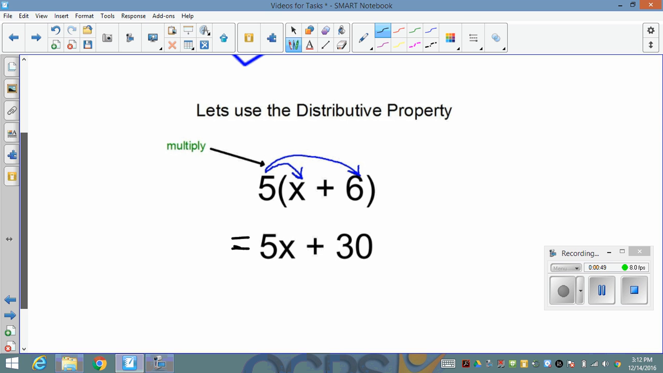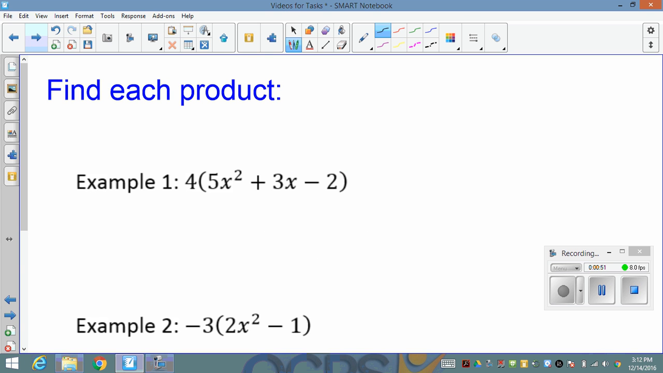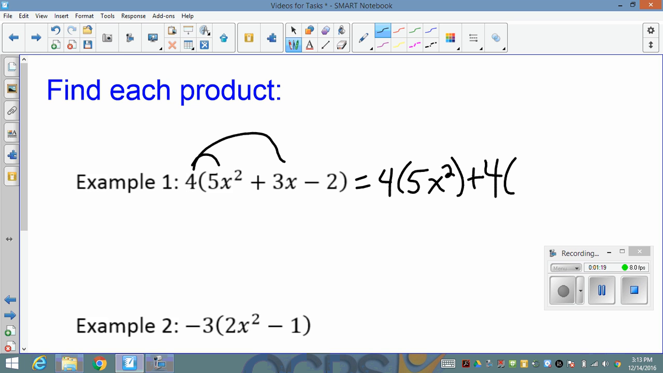Let's work through a couple of examples together. Our first example, we are doing 4 times the trinomial 5x squared plus 3x minus 2. I'm going to show every single step. At some point we're going to get to where we skip one of these steps, but I'm going to show everything for these couple of examples. First, I'm going to do 4 times 5x squared plus 4 times 3x plus 4 times negative 2.